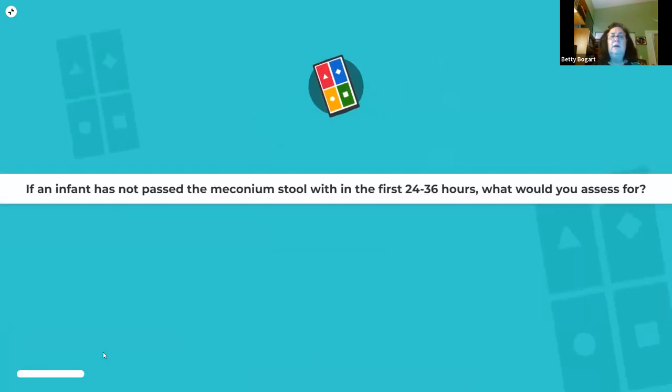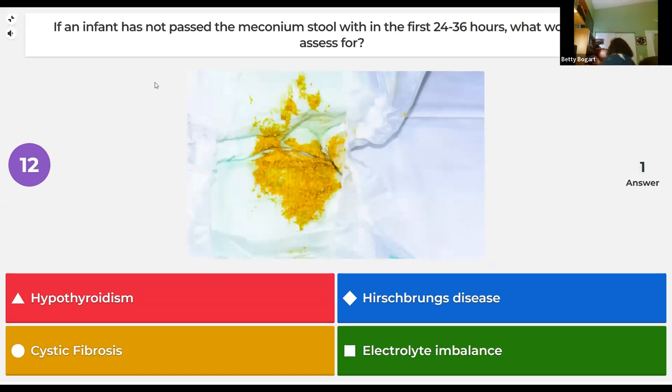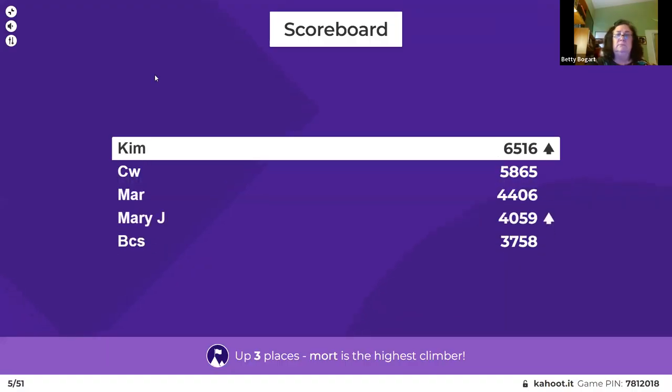A multi-select. An infant has not passed the meconium stool in the first day and a half. What would you assess for? So we've already talked about hypothyroidism and cystic fibrosis. And today we talked about Hirschsprung's because it's so squeezed at the bottom. Sometimes you don't see anything at all. An electrolyte imbalance has nothing to do with no stool, nothing. And Kim went back up top.